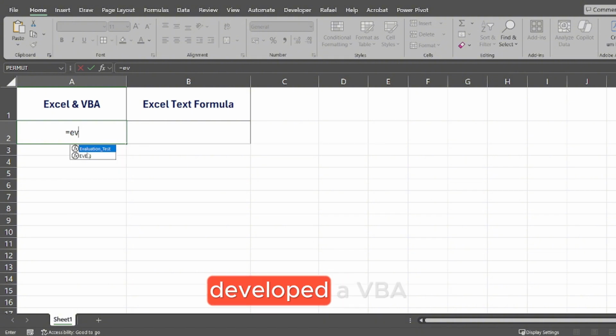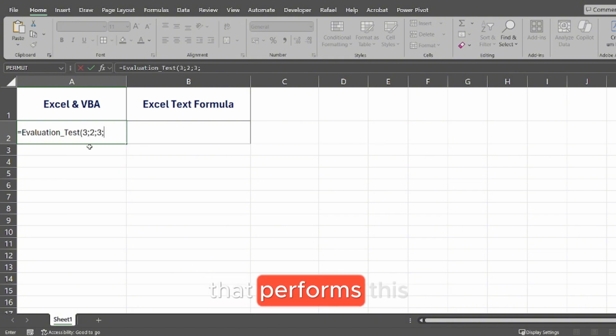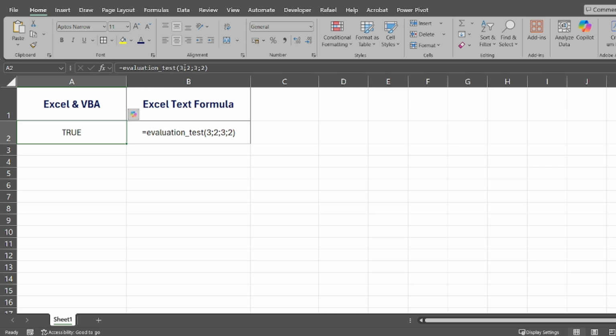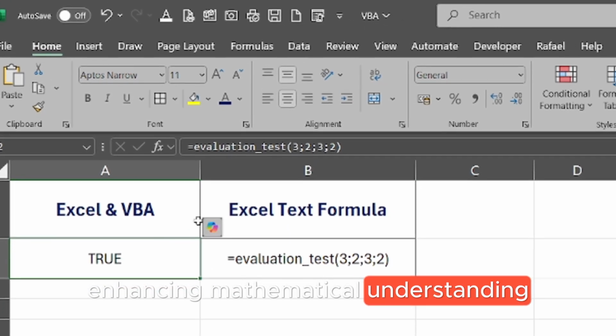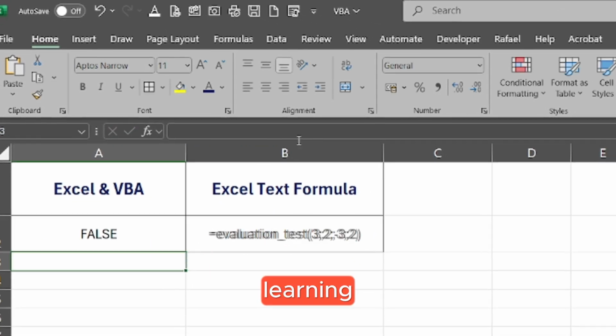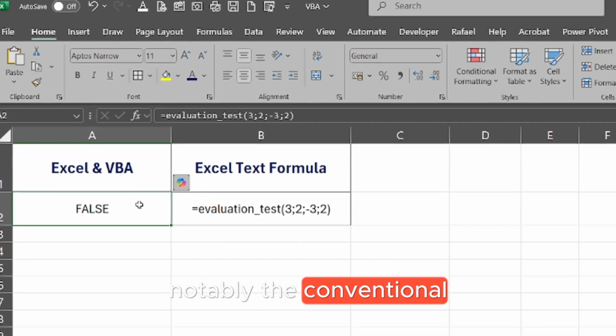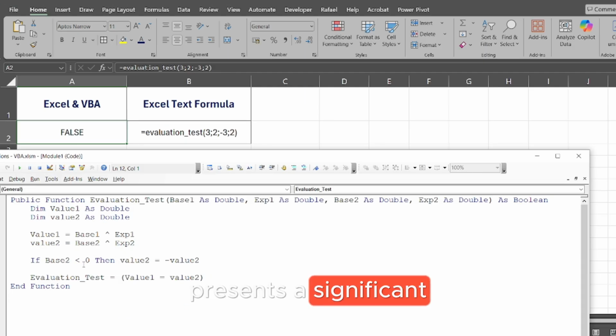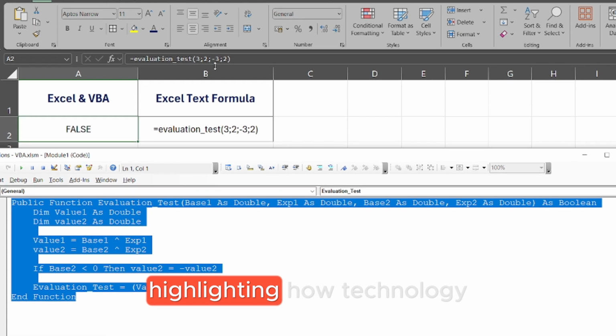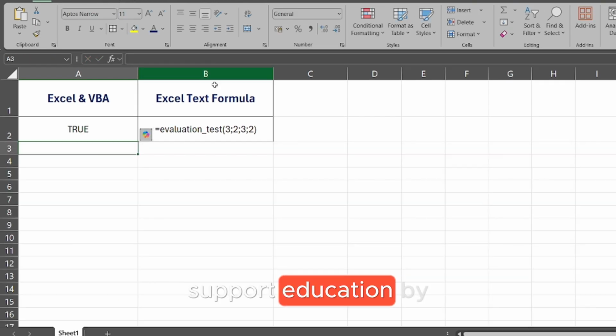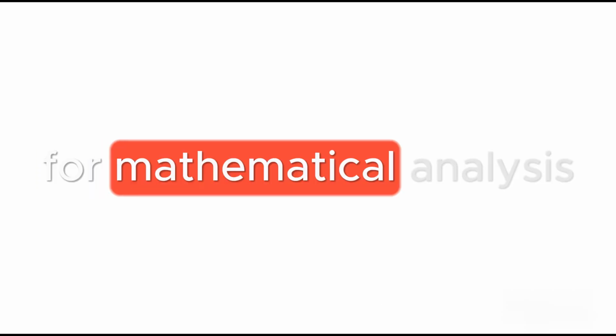The author has developed a VBA function that performs this calculation accurately, enhancing mathematical understanding and strengthening global learning. Notably, the conventional Excel calculation presents a significant inconsistency, highlighting how technology can support education by providing reliable tools for mathematical analysis.